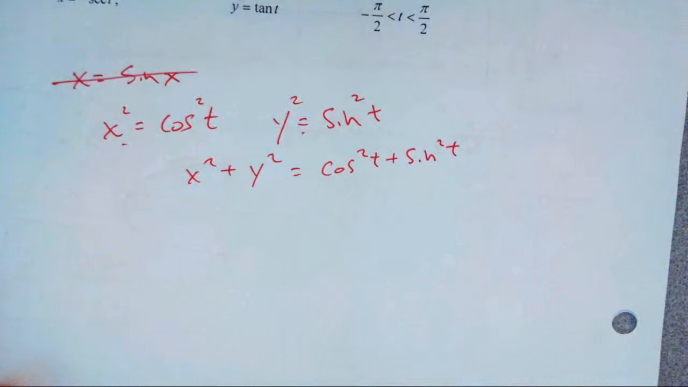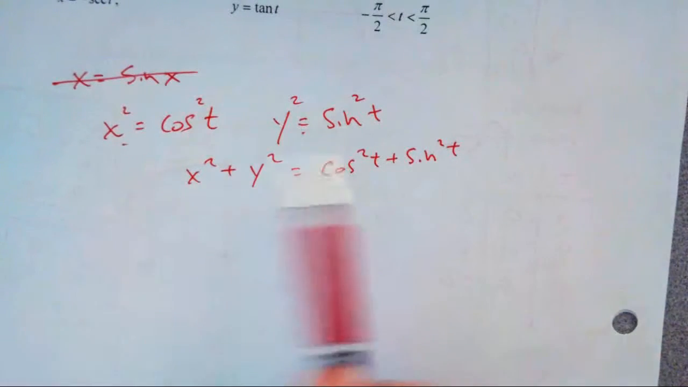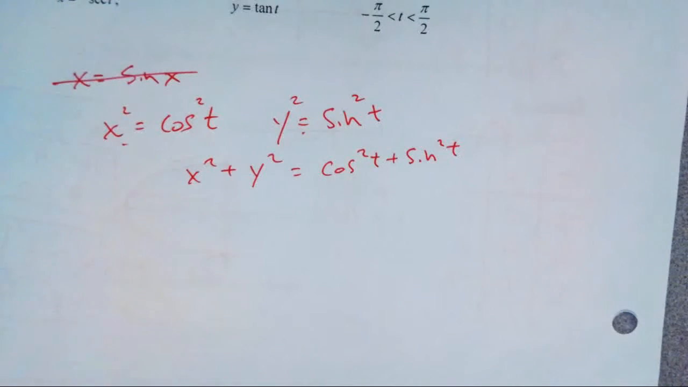does that ring a bell? x squared plus y squared equals 1. Oh yeah, this can be a circle. Right, remember, is that kind of coming back to you a little bit? We eliminated parameters last year. Okay.